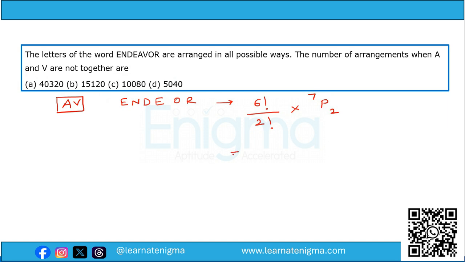So let's solve this. 6 factorial, that is 720 divided by 2 into 7 into 6. Solving this, we get the answer as 15120. Hence, answer will be option B.